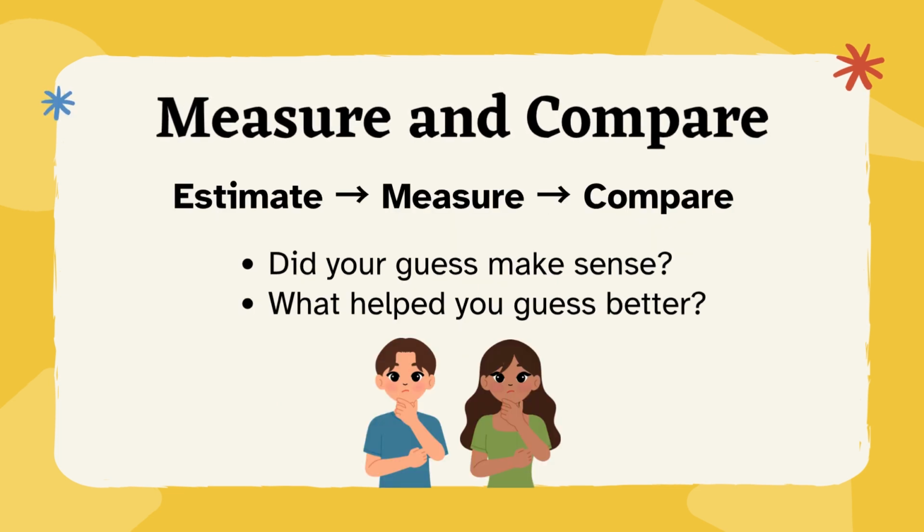So after estimating, we measured the object with a scale. Let's write down the real answer and see who was the closest. What helped you guess better this time? So basically, you can estimate, so you can guess, remember, recall a memory from your past. Then you can measure it with a real scale, and then you compare your estimation with your final answer.